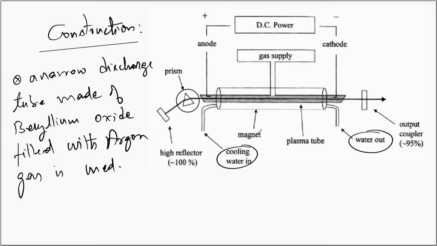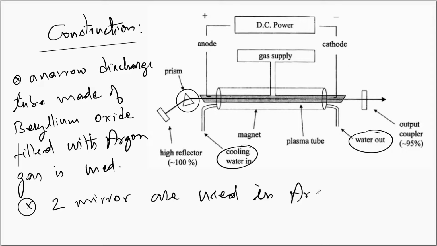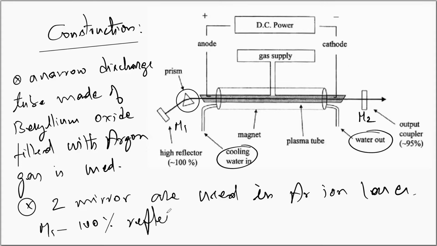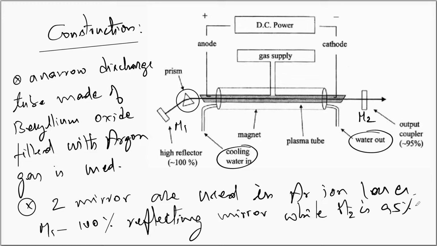This magnet enables us to focus the argon ions concentration along the axis of the discharge tube. Two mirrors are used in argon ion laser. Say this one M1 and this one M2. M1 is a 100% reflecting mirror while M2 is 95% reflecting. Thereby a fraction of the energy can emerge from the M2. From here only we get the lasing. This is the laser. When high voltage is applied, the electrons will move towards the anode and the argon plus ions move towards the cathode.